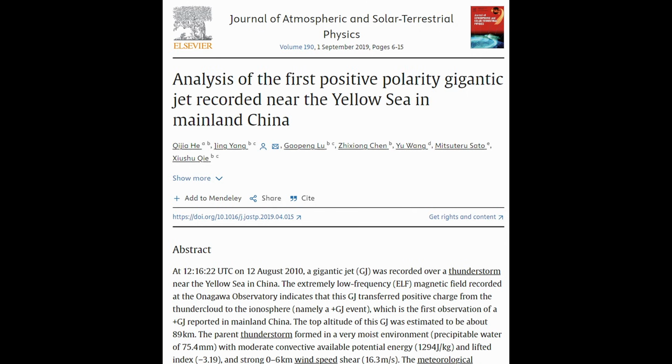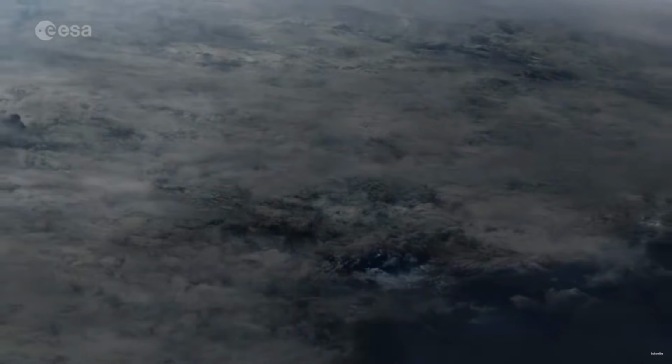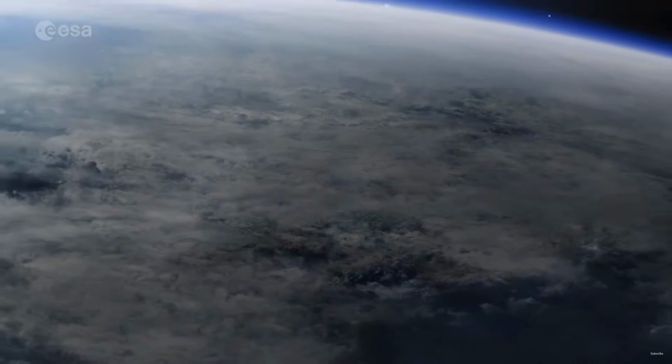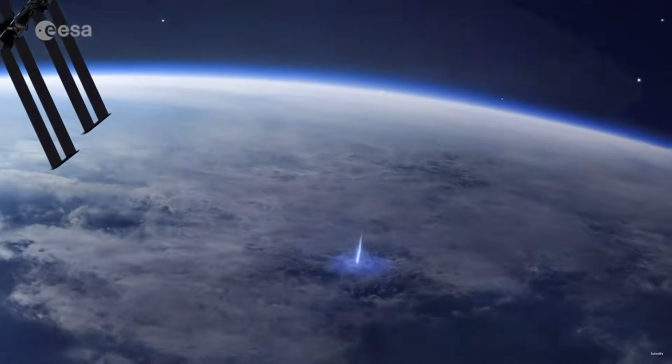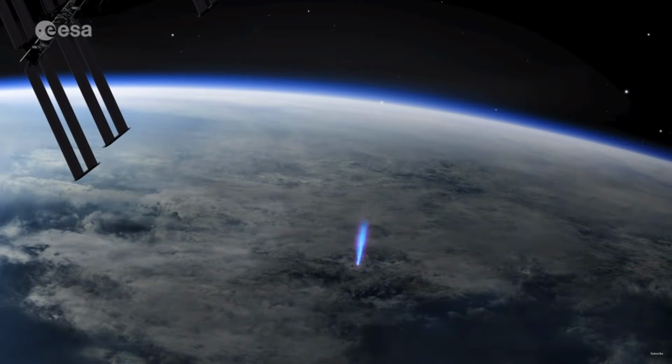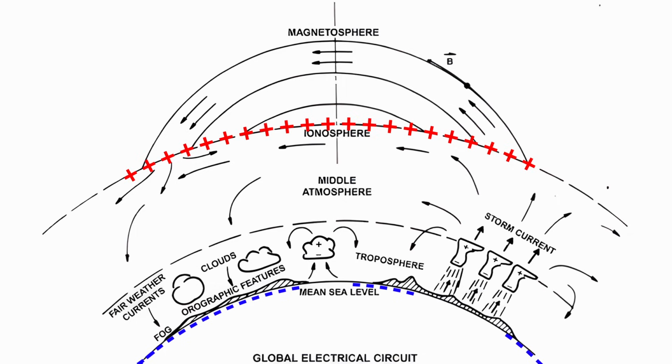Back in 2010, they managed to capture the first ever positive gigantic jet. The redistribution of charge in the upper atmosphere has been shown to alter the ionospheric conductivity after the formation of gigantic jets. This underlines the complex electrical nature of our planet and the atmosphere.